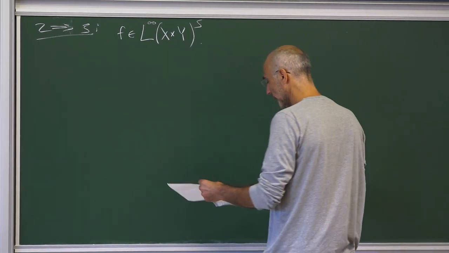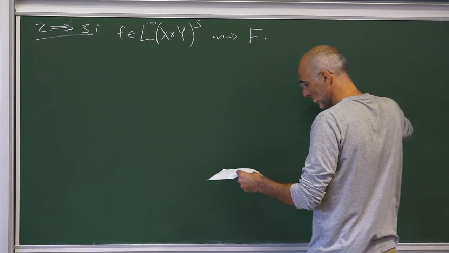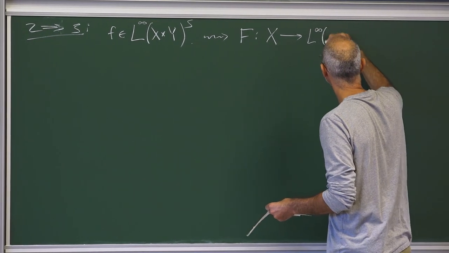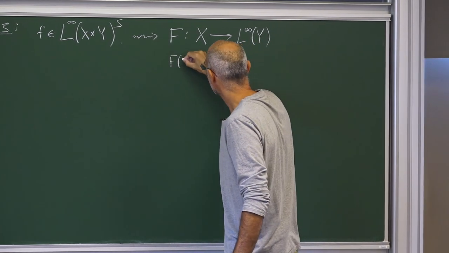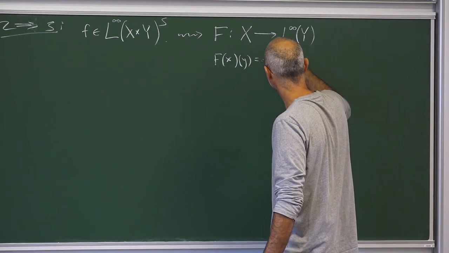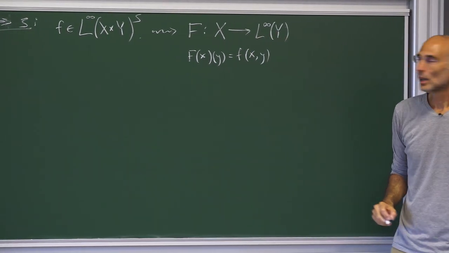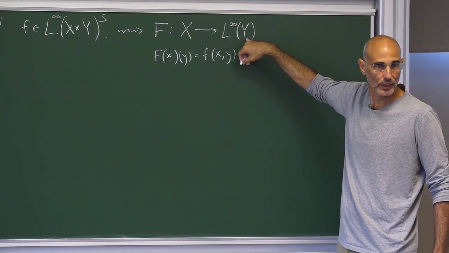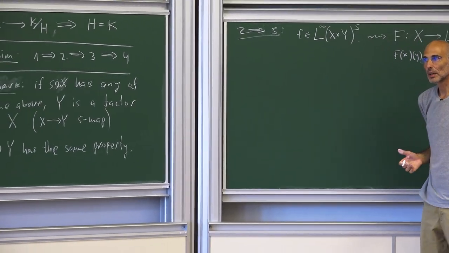The thing is that I can, out of little f, cook another function, I will call it big F, from X to L infinity Y. This is Fubini. This map f at x is a function, so at y it will be f(x, y). Fubini tells me that I can do that. And now this space is not separable. This is an issue. I should have emphasized that separability is an issue here in this business.